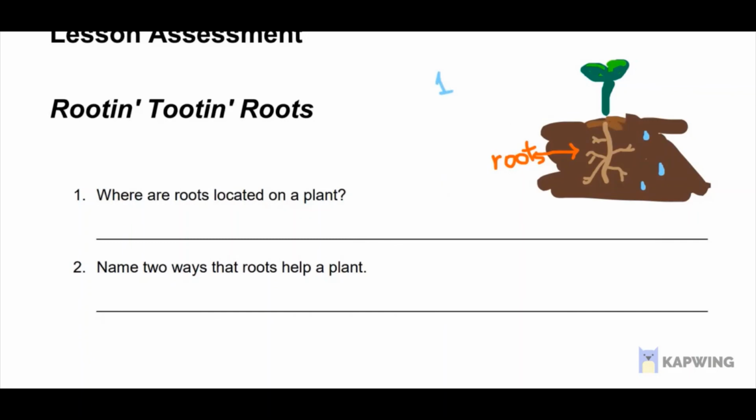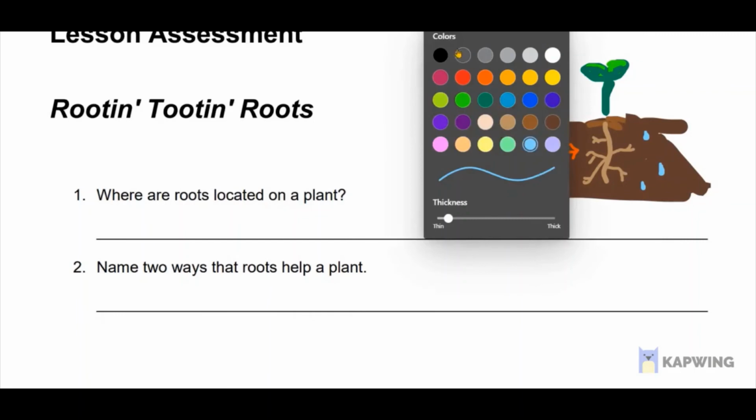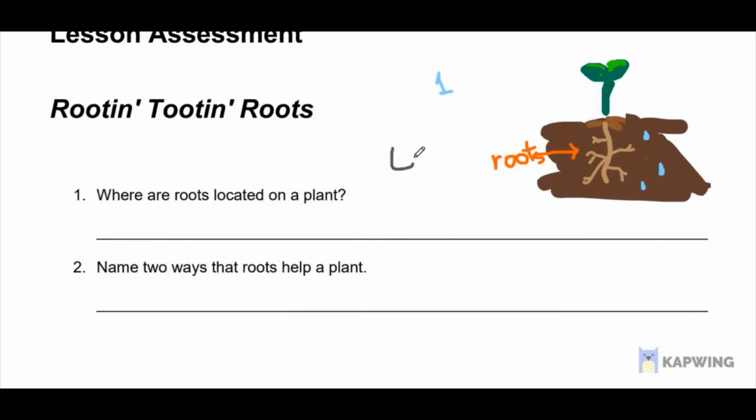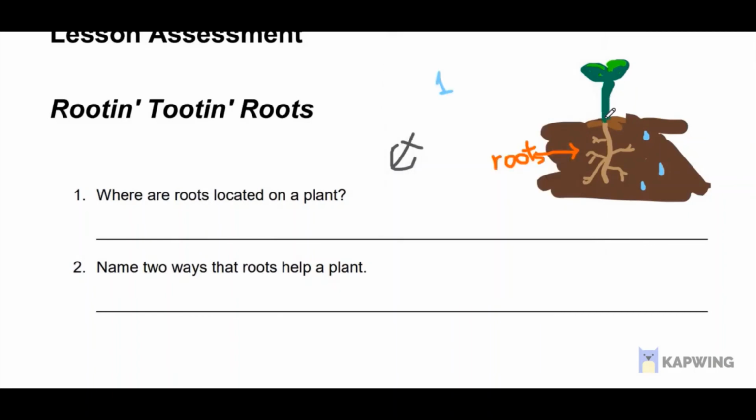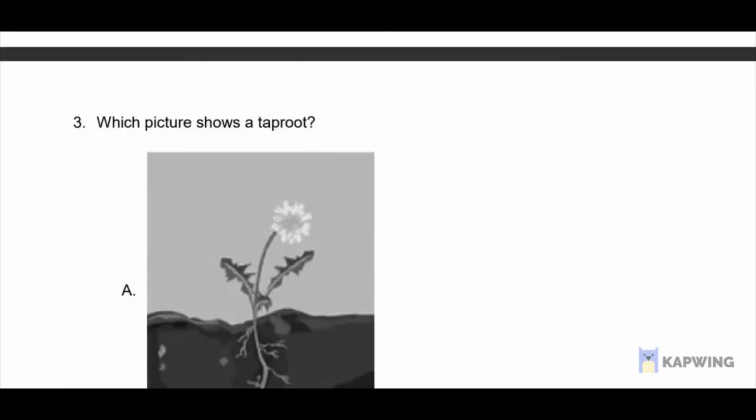Another way is they help a plant hold on to the ground, kind of like a ship's anchor. And, yeah, I believe this is what an anchor looks like. Okay, so it helps the plant hold on to the ground. The plant could just get blown away. The roots help the plant stay stuck to the ground. So that's the second way that roots help the plants. Okay? Alright, those are the first 2 questions in your lesson assessment, your little quiz.